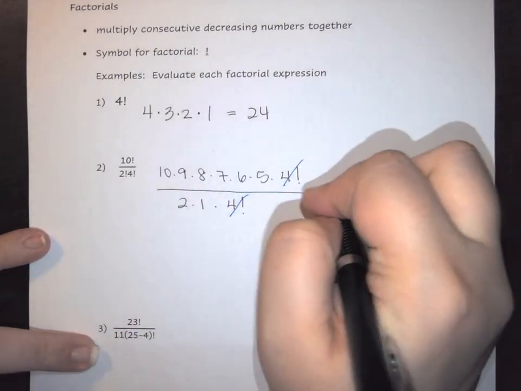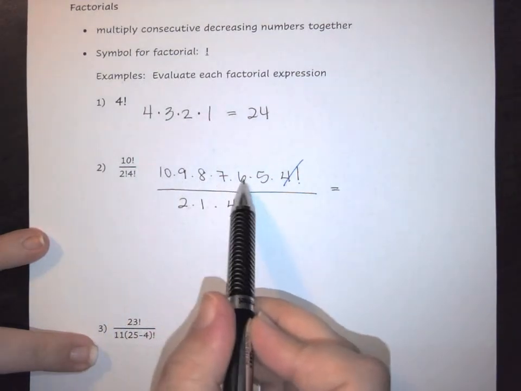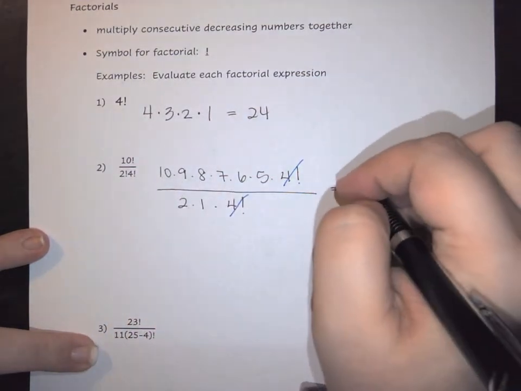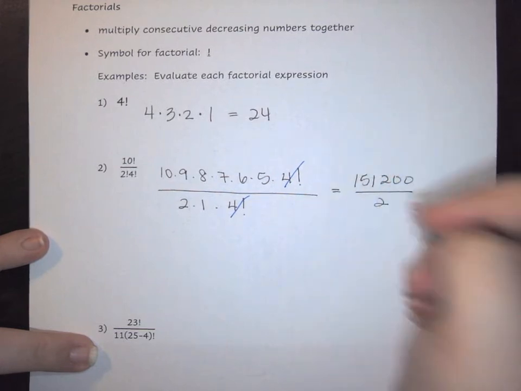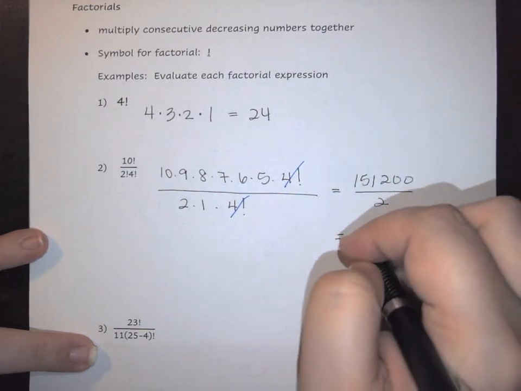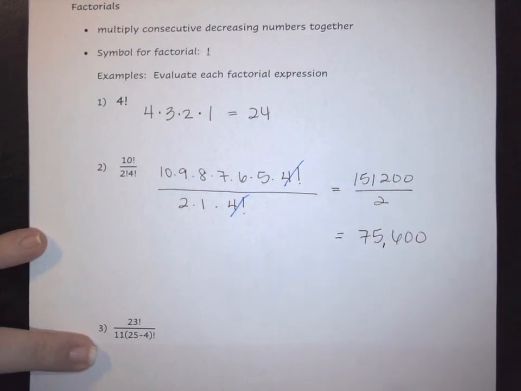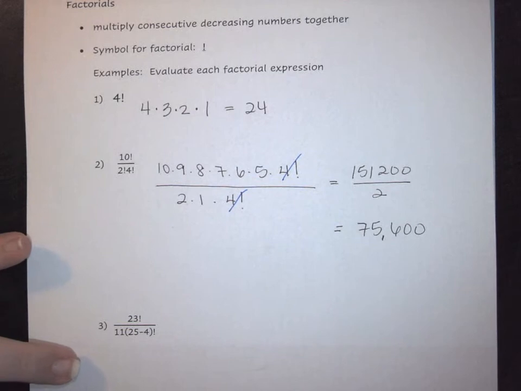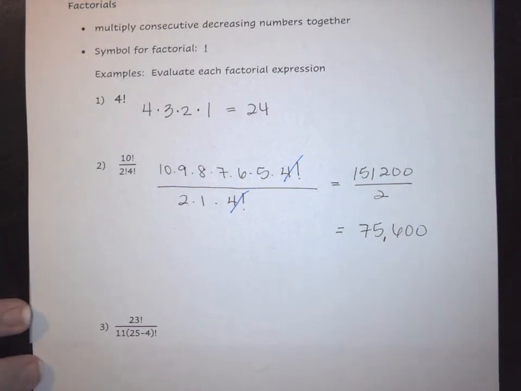So here we would multiply those together. 10 times 9 times 8 times 7 times 6 times 5 is going to give us 151,200, divided by 2, which is going to give us 75,600. Okay? So you always want to make sure that you complete and do as much of the math as possible. Okay?